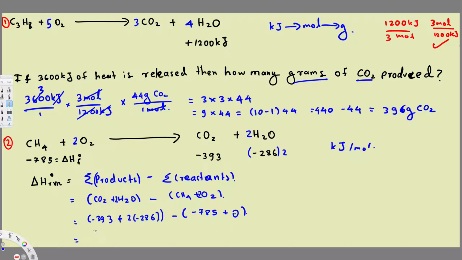So here we are going to have negative 393. If we multiply 286 by 2, it's going to be 572, right? So it's going to be minus 572 plus 785, and if you calculate this value, that's going to give you negative 184 kilojoule per mole.